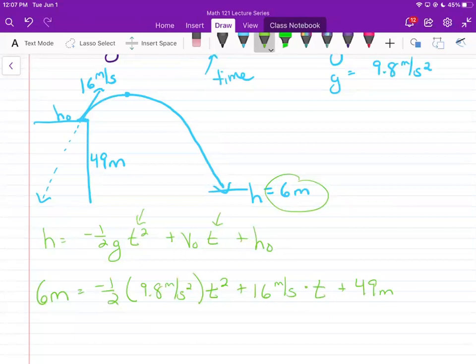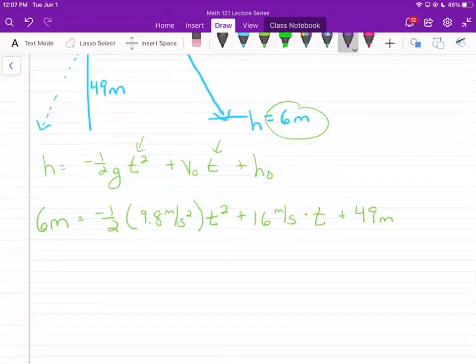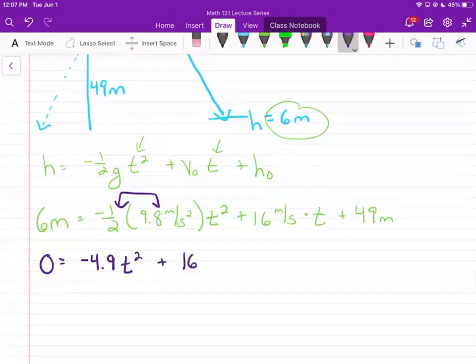Notice, because I'm dealing with decimals here, I'm not going to want to factor. So we're going to use the quadratic formula on this, which tells us we need to get it equal to 0. Simplifying, we get 0 equals negative 4.9 when I multiply these together, t squared plus 16t plus, when I subtract my 6 here, I get 43.